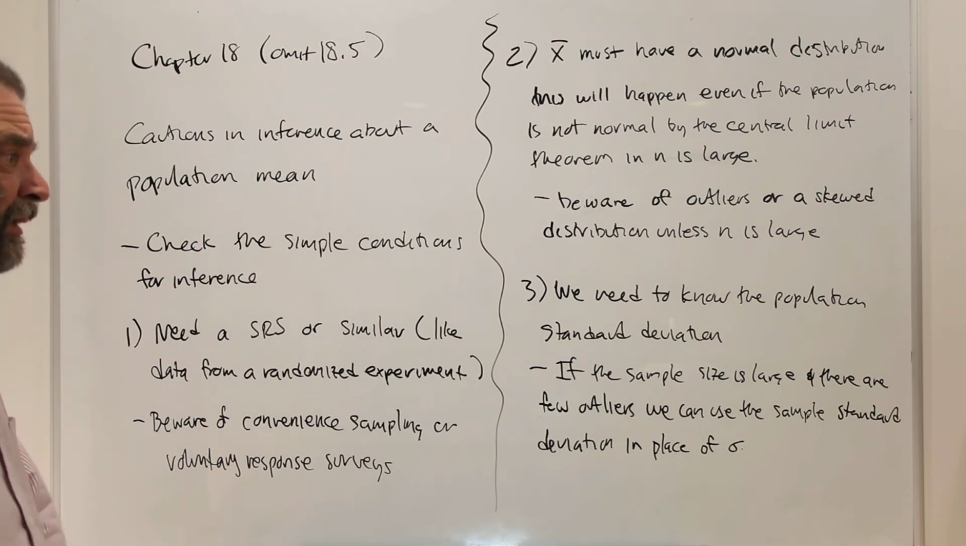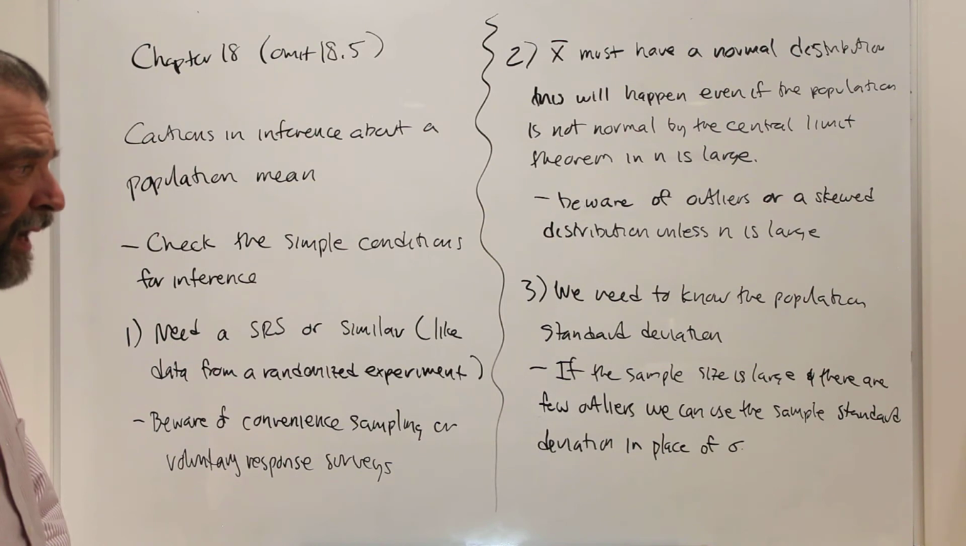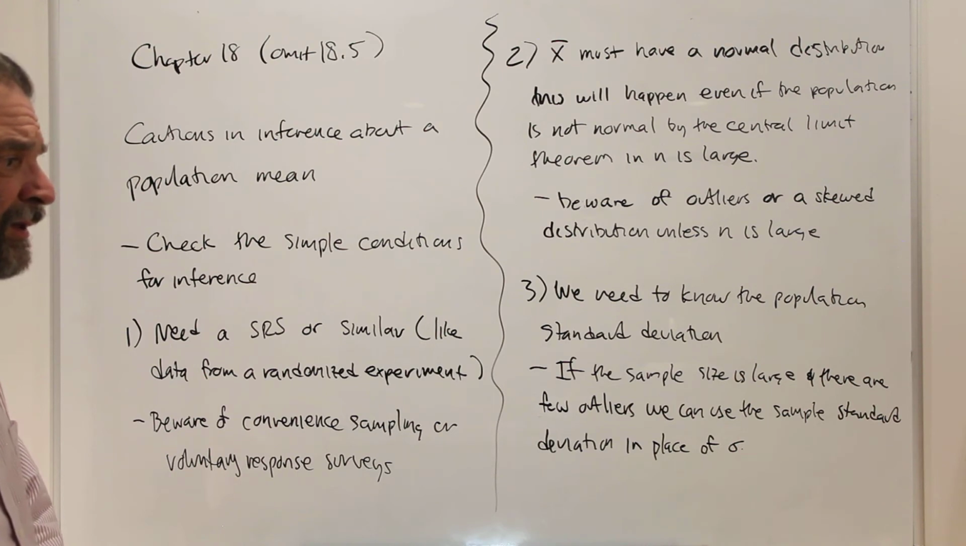Number 3. We need to know the population standard deviation. That's kind of a problem. If the sample size is large and there are a few outliers, then we can use the sample standard deviation in place of the actual standard deviation with some success.